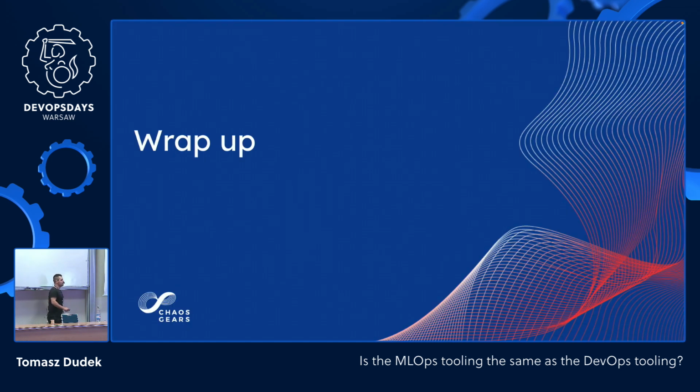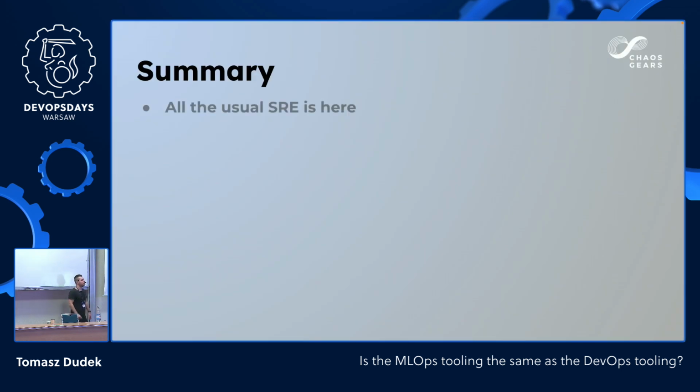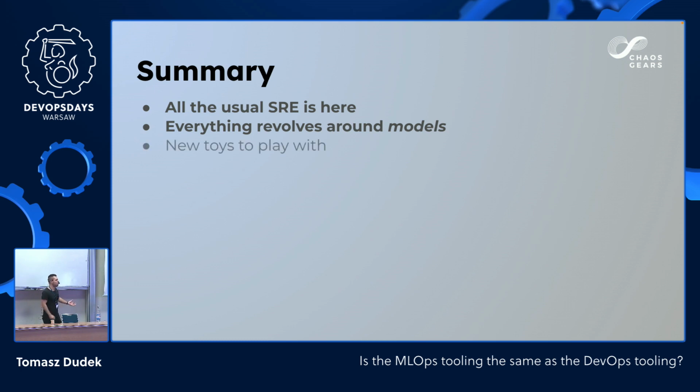So moving to the wrap up, here's the quick summary. All the usual site reliability engineering is still here, but the difference is that everything revolves around machine learning models. So we've got a lot of components, a lot of services to let us basically tame the model life cycle, to automate that and to build rock solid production. However, as you've seen, the reproducibility is way harder because the same algorithm and the same data set might produce you a different model.